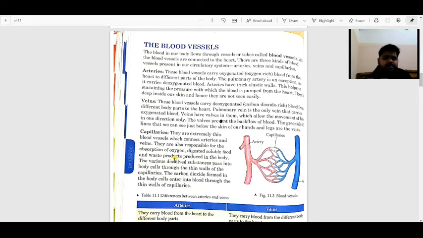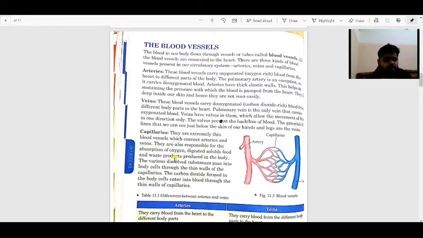Actually, arteries are the ones which carry blood from your heart to the different parts of the body, right? Basically, they contain oxygenated blood, except the pulmonary artery. We'll see this in detail in the upcoming topics, right? So arteries are a sort of tube which carry blood from your heart to the different organs of the body, and they contain oxygenated blood except the pulmonary artery. And remember this, because the heart is basically acting as a pump in your body, right?